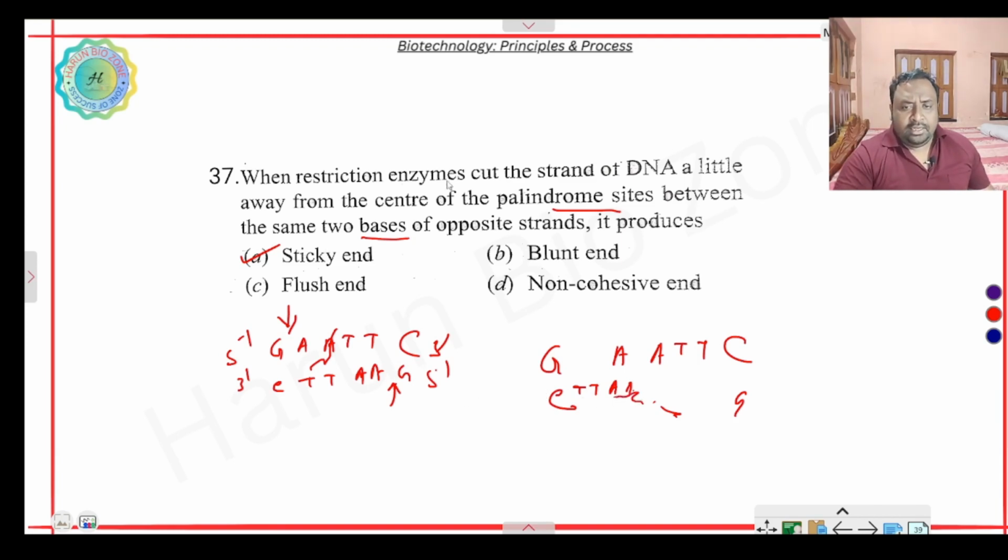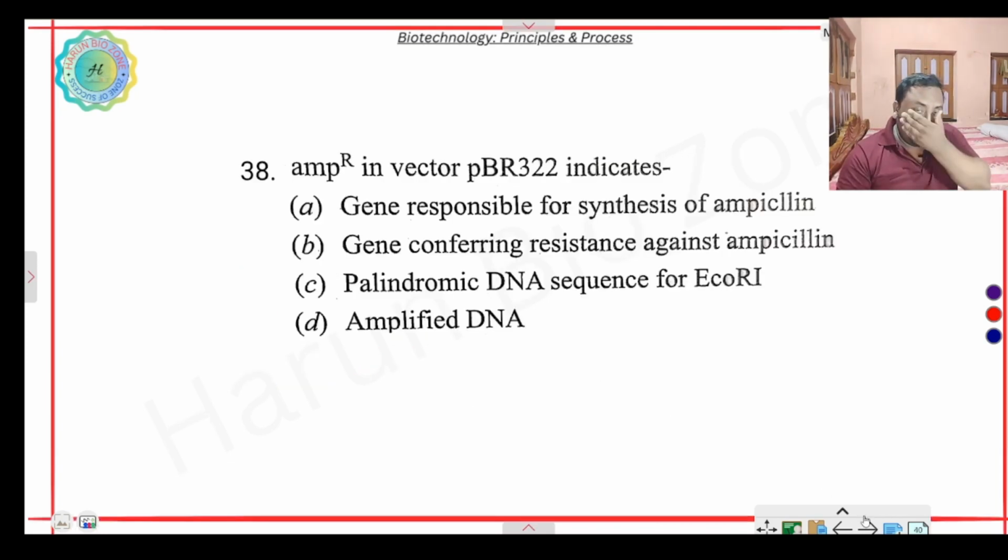Here the option is sticky end. Ampicillin resistance in vector pBR322 indicates the gene responsible for synthesis of what? The gene conferring resistance against ampicillin. Ampicillin resistance means the gene present in the pBR322 is the ampicillin resistance gene. So, in the presence of the ampicillin resistance gene, the pBR322 can survive in ampicillin-containing medium.